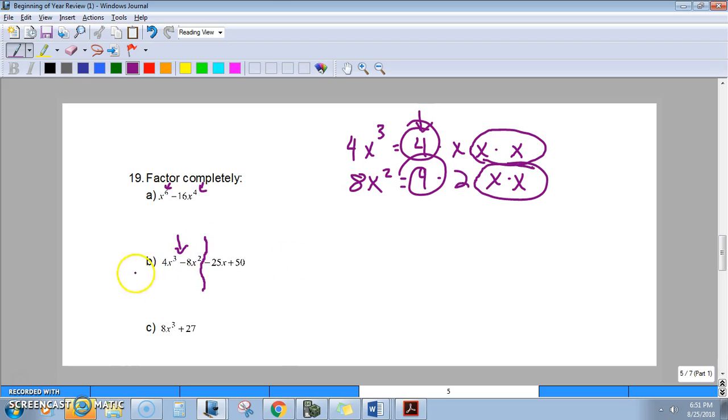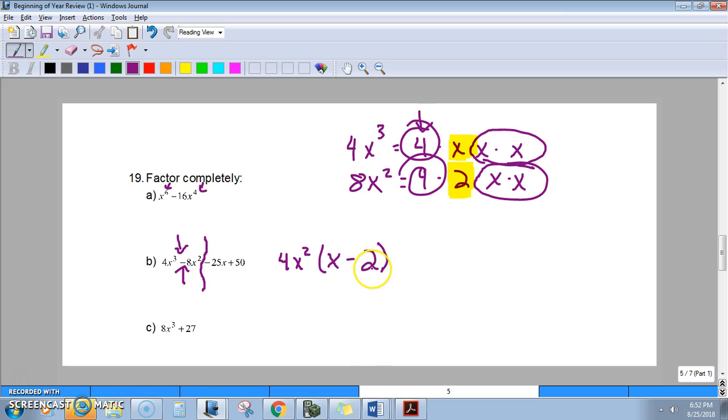So from the first two, 4x cubed minus 8x squared, I'm going to take 4x squared out. I'm going to factor that out. And what I have left from the 4x cubed is just x, and what I have left here is just 2. So what does that look like? x minus, I have to use that minus because this is a minus here, 2.